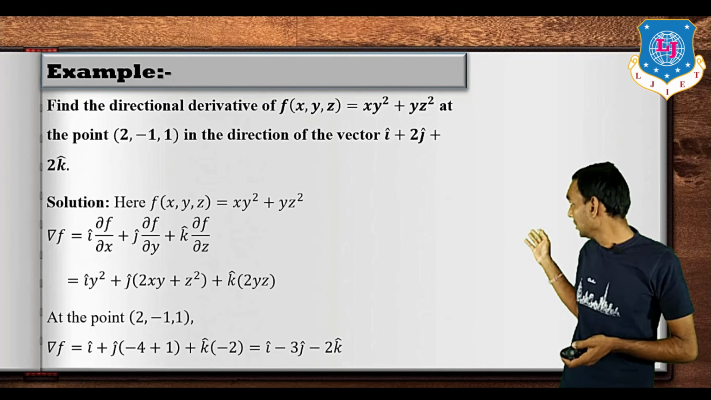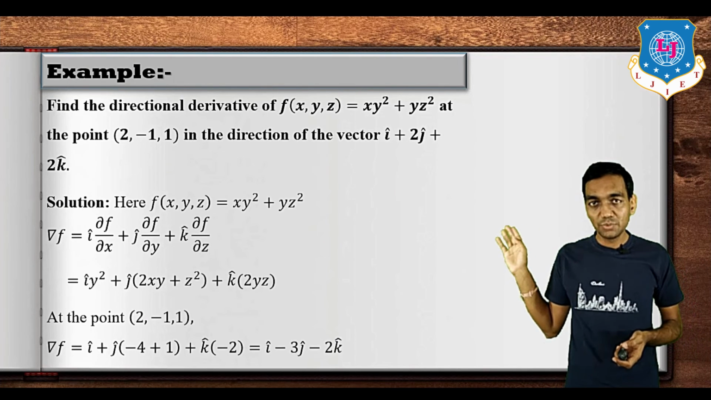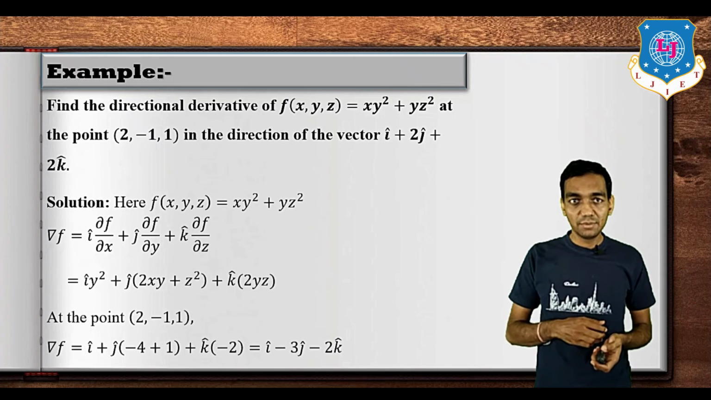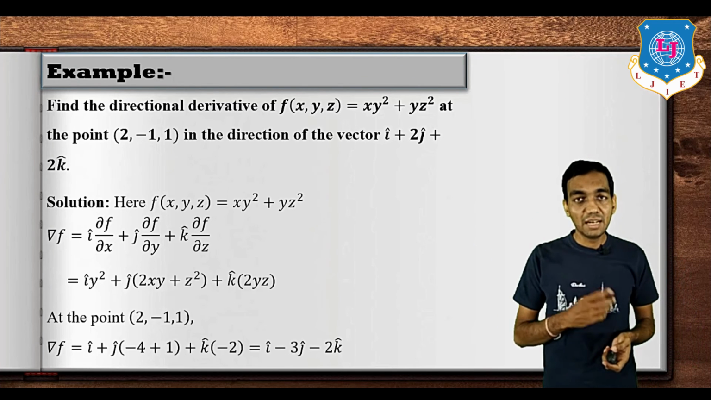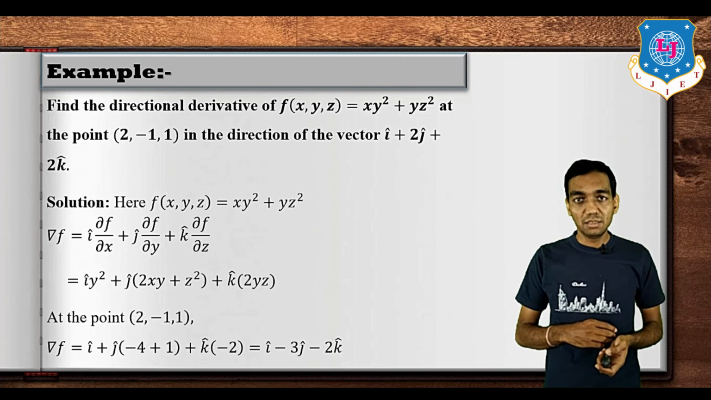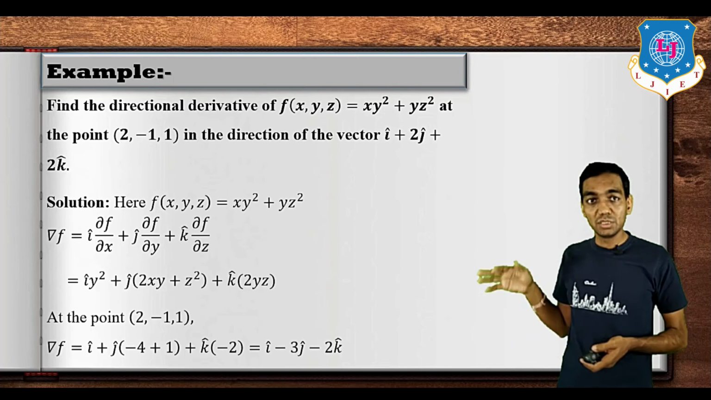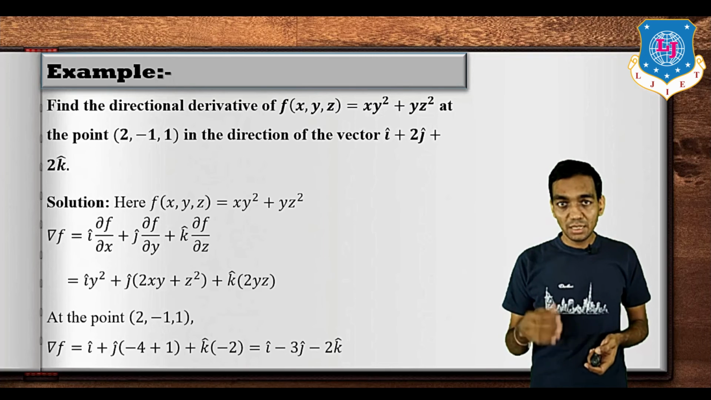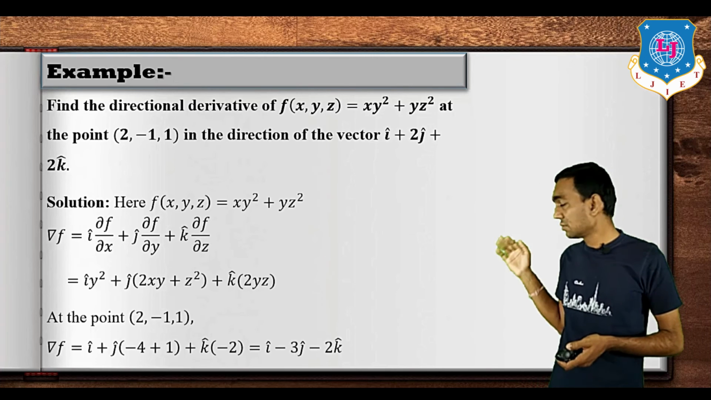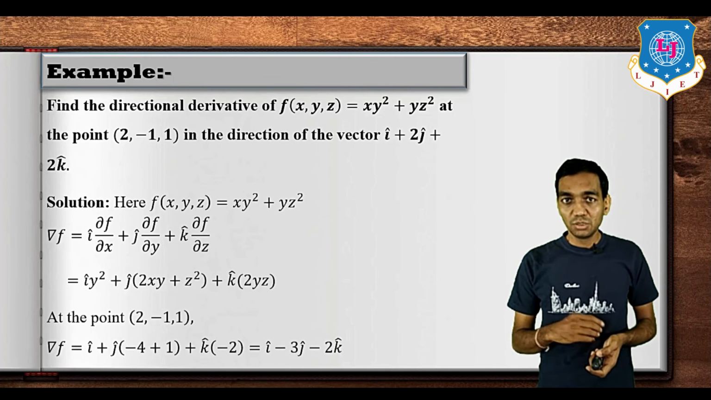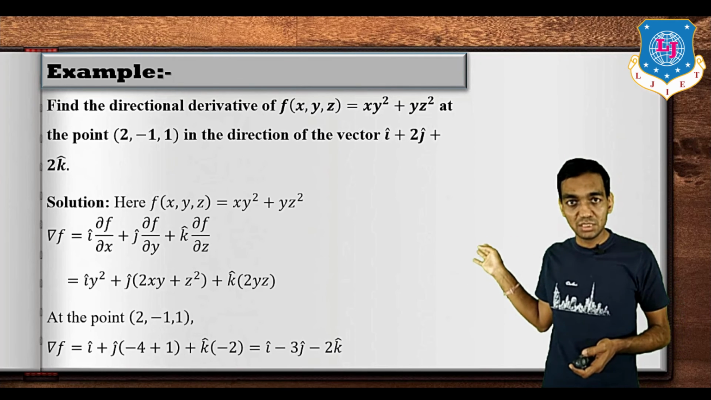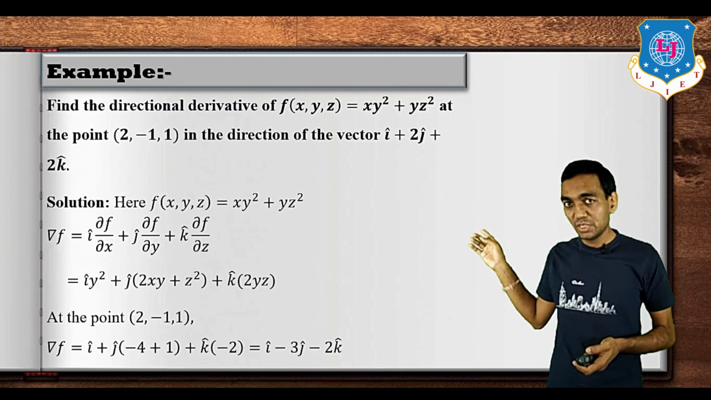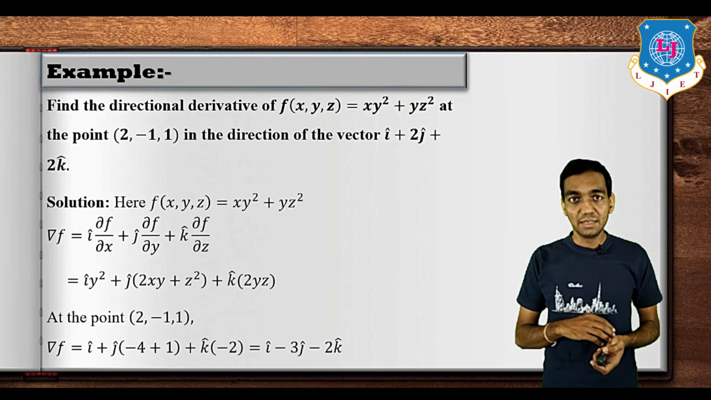Find the directional derivative of f is equal to x y square plus y z square at the point 2, minus 1, 1 in the direction of the vector i plus 2j plus 2k. So here f is nothing but x y square plus y z square. So grad f is going to be i into del f by del x plus j into del f by del y plus k into del f by del z.